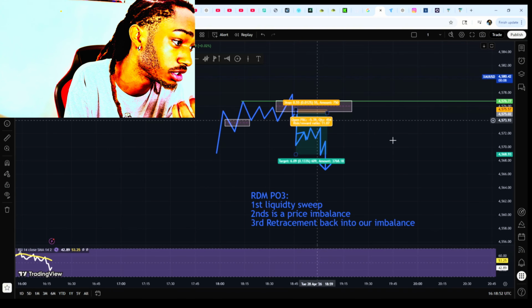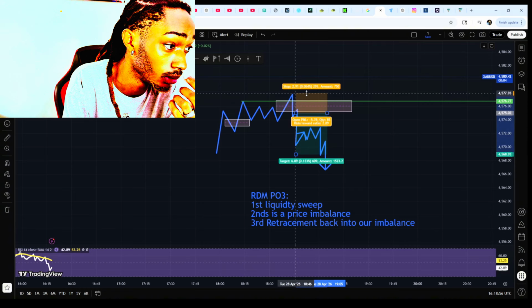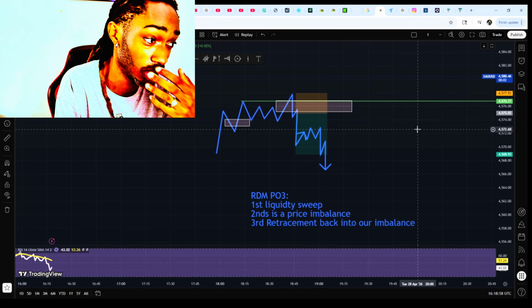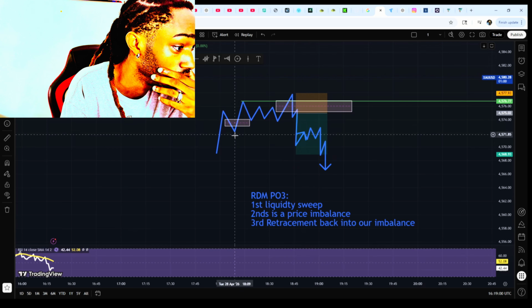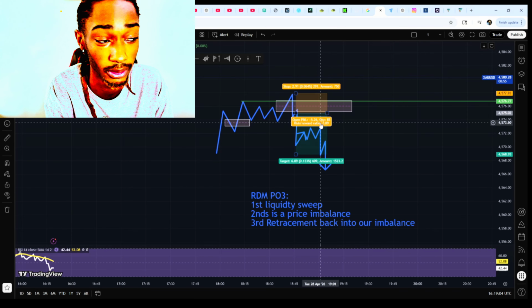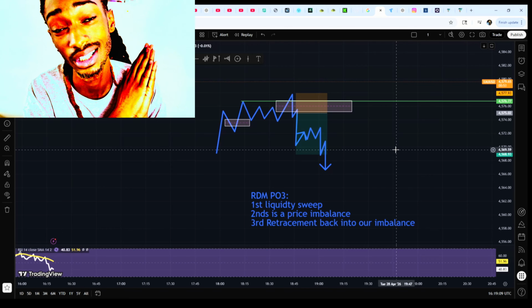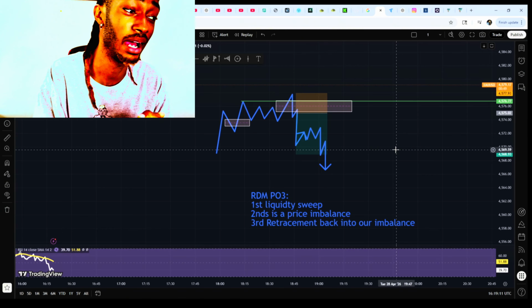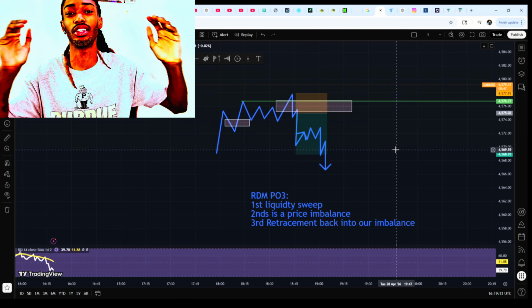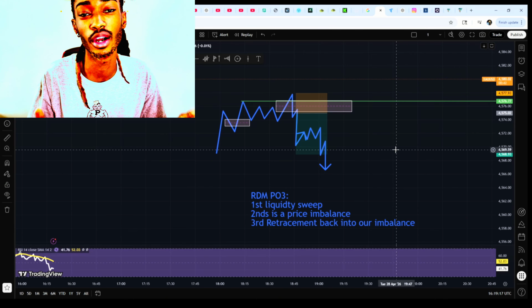And yes, stop loss is here, but we can honestly move the stop loss to the nearest draw on liquidity, and then our take profit to the nearest draw on liquidity. And now we're sitting at a 2-to-1 risk to reward. Almost textbook. Not even almost, literally textbook. I cannot make this up. I cannot fabricate this. Please go backtest this in the market and see for yourself. This is my model. This is the RDM model.